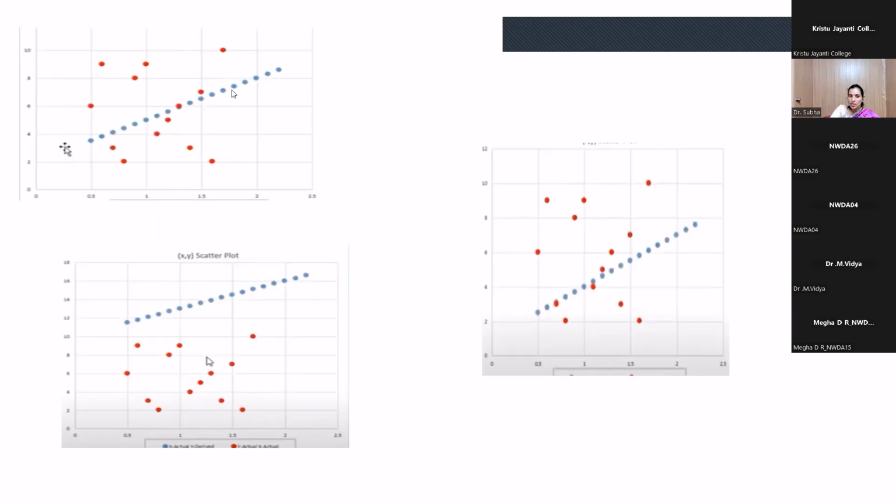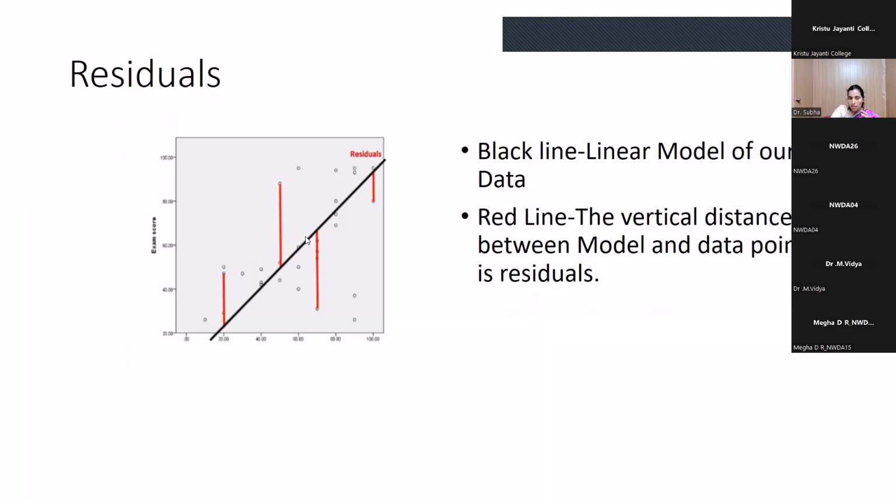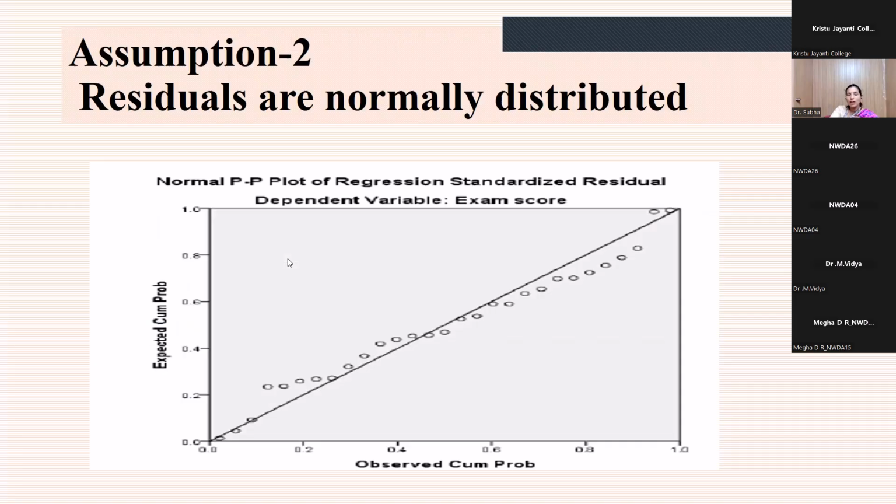So SPSS will do many trial and error methods, and it will find out which regression equation is the best fitted to those data points. This is not the best fitting, and this is also not the best fitting. When you look at this topmost picture, you can see a straight line where most of the data points are very near to that regression line. So the residual points should be very near to the regression line.